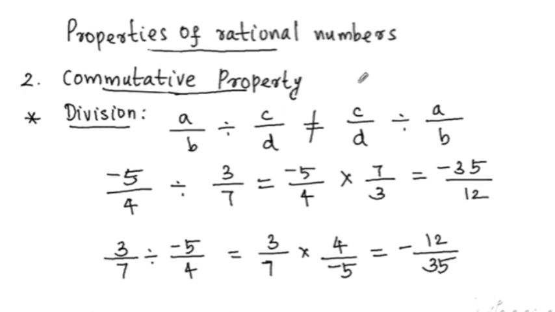Okay, so in this video we have learned about rational numbers and the two properties of rational numbers: the closure property and the commutative property. We can discuss more properties of rational numbers in the next video.